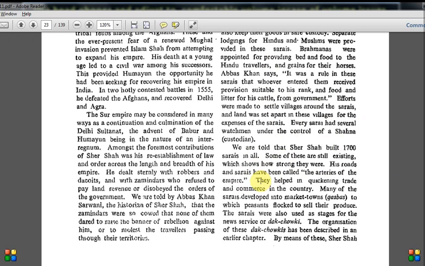Please make a note of all these things, else you will have to watch this video again. So his roads and sarais have been called the arteries of the empire. They helped in quickening trade and commerce in the country. Many of the sarais developed into market towns, kasbas, to which peasants flocked to sell their produce. The sarais were also used as stages for the news service or dak chowki. Okay, news services is dak chowki, and market town is kasbas.